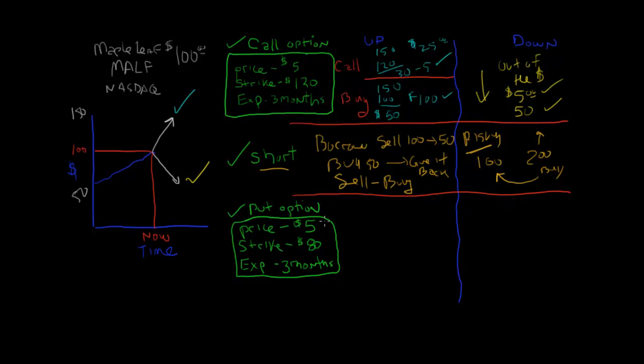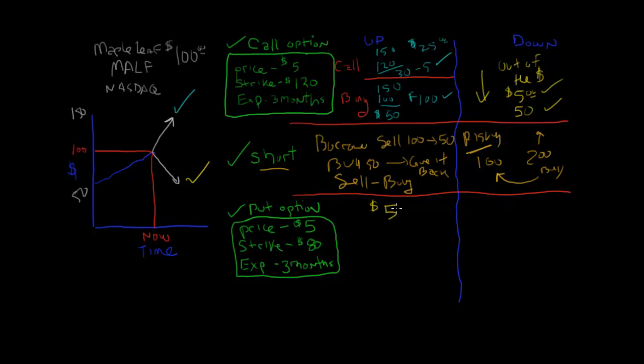So let's look at the put option. Here's the information. If we, as an analyst, feel that the FDA approval is not going to be there and the stock is going to plummet, we go ahead and purchase a put at a price of $5 and a strike price of $80. And we have the 3 months again. This is an American option, so we have $5 of skin in the game, $5.